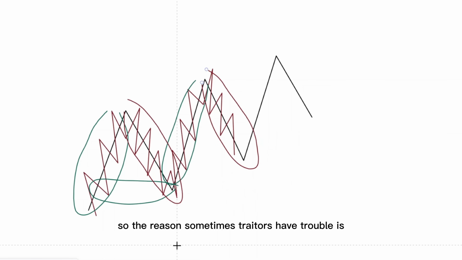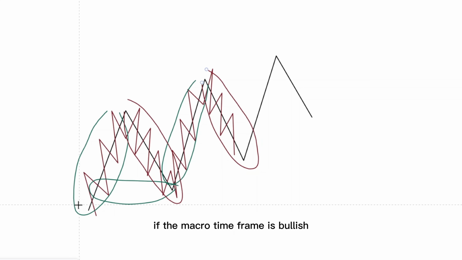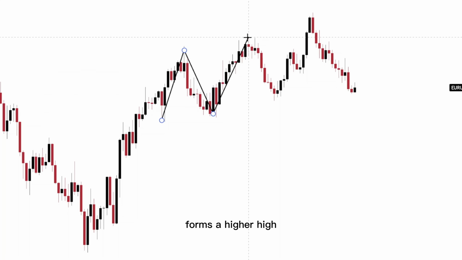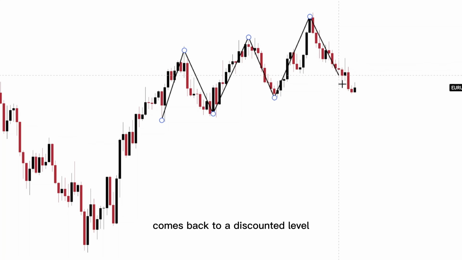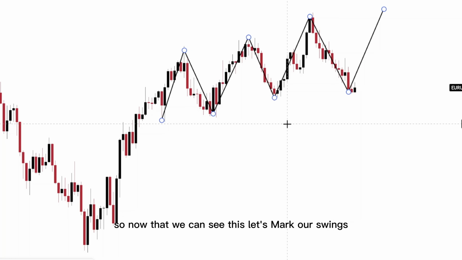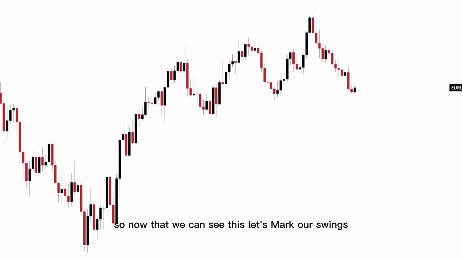So the reason sometimes traders have trouble is their time frames are not aligned. If the macro time frame is bullish, you want to make sure that the micro is aligned with your macro. We are looking at the macro, which in this case would be the daily. And what do you see here? You see consecutive higher highs. You see a high being made, price comes back to a discounted level, forms a higher high, comes back to a discounted level and forms a new higher high, comes back to a discounted level and potentially makes another higher high. So now that we can see this, let's mark our swings.